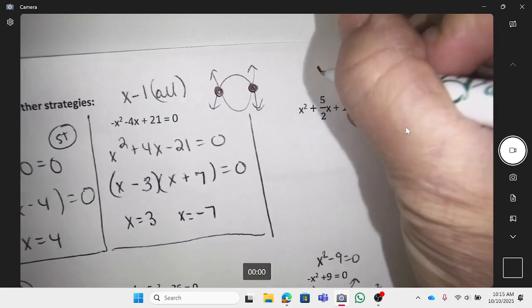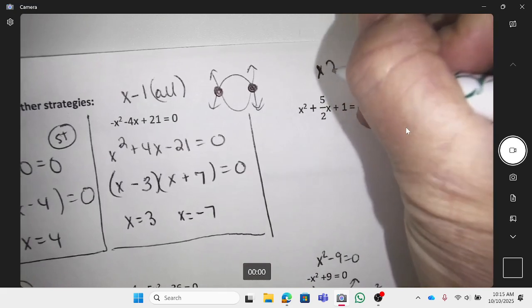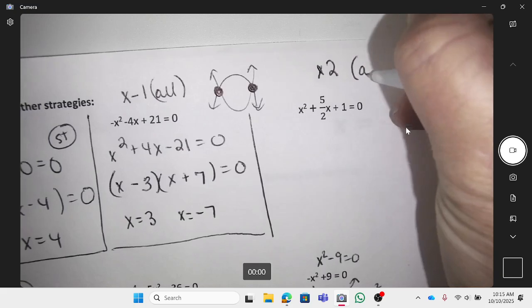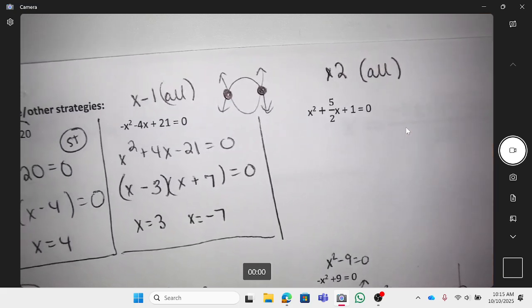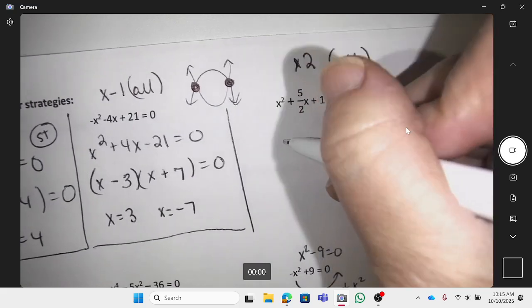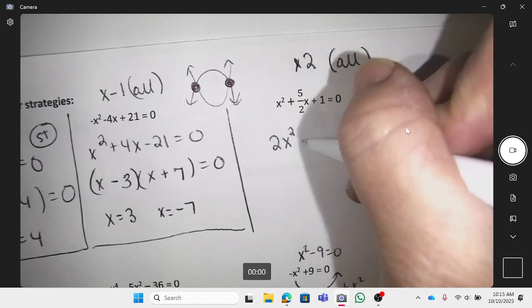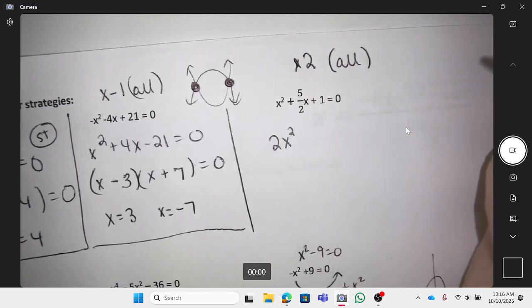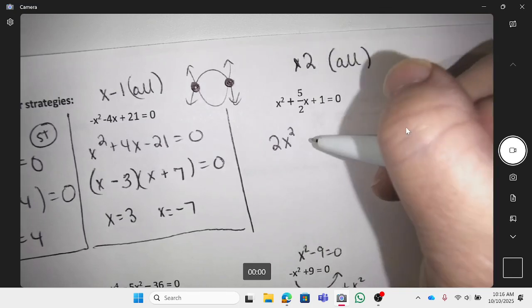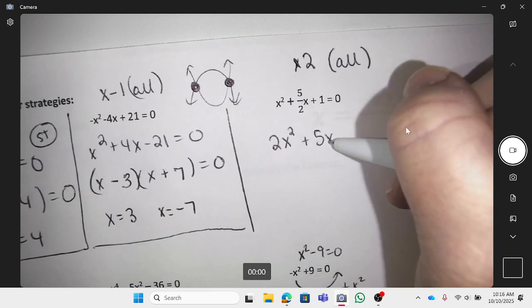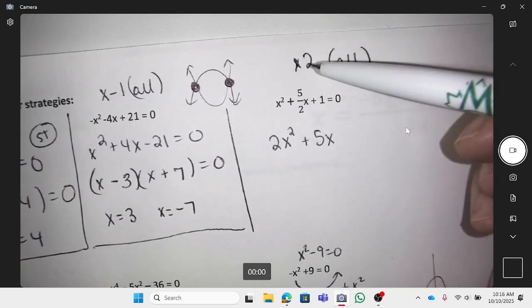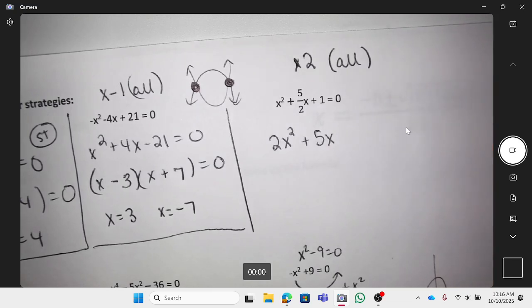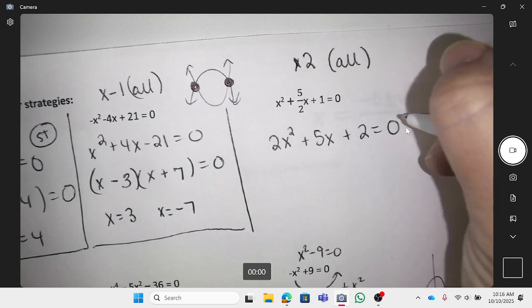So if I multiply by 2, and what are you going to do? Make sure you're doing it to all things. Okay, so 2x squared. What happens to that fraction when you multiply it by 2? Just 5x now, right? Because it had a divide by 2, and now you're timesing it by 2. That's just a cancel of it. Plus 2.